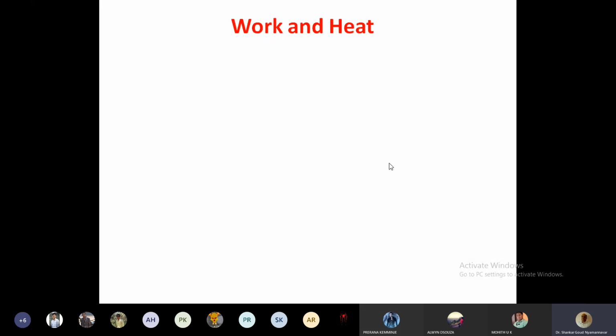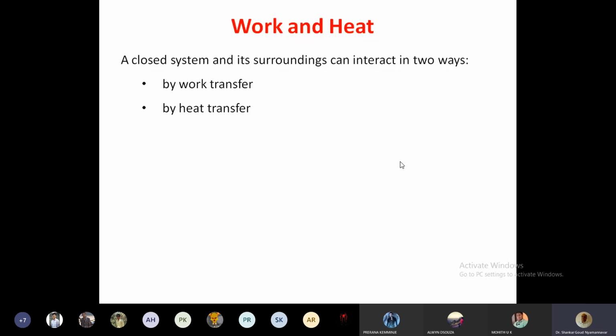No, fine. So let's look at the definition of work and heat. So what is work and what is heat? So first of all, we have seen the concept of the system and surrounding that we already discussed. So a closed system and its surrounding can interact in two ways. There are two ways of interactions possible. One is by work transfer and the other one is by heat transfer. When I say interact, energy interaction.